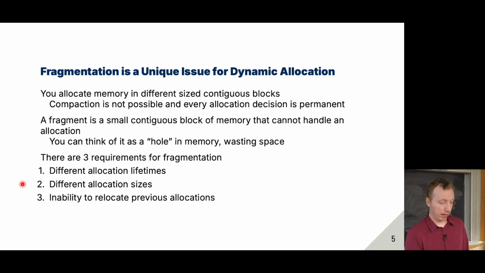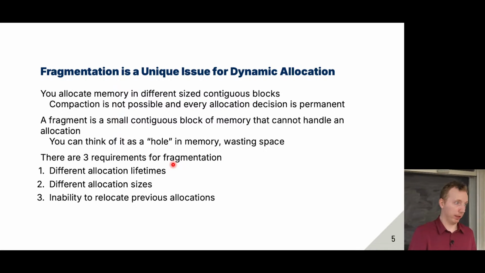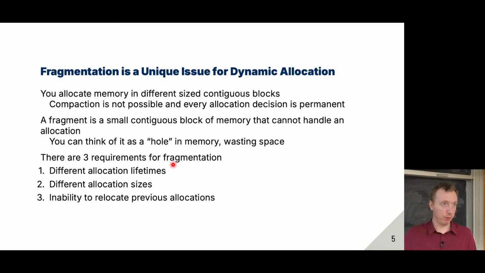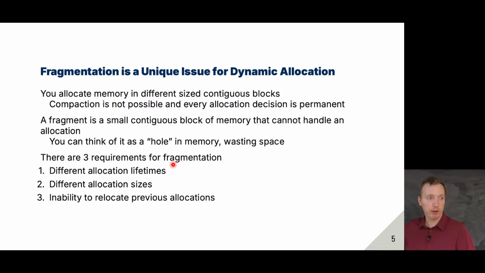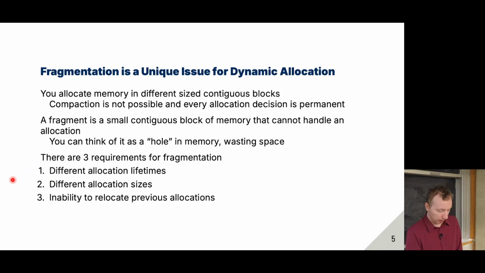For stack variables, they all have the same allocation lifetime. They all exist as long as the function exists, so there's no problem with fragmentation for stack variables. If I need 4 bytes, I get 4 bytes on my stack. If I need another 20, I get another 20. They're all contiguous, all beside each other. And then I get rid of them all at the same time when that function exits. So I don't have any problems with fragmentation.